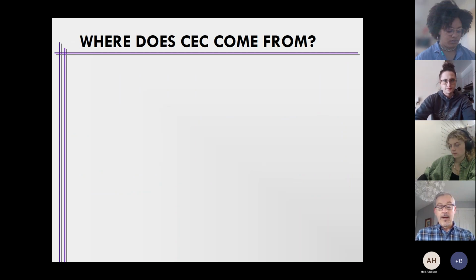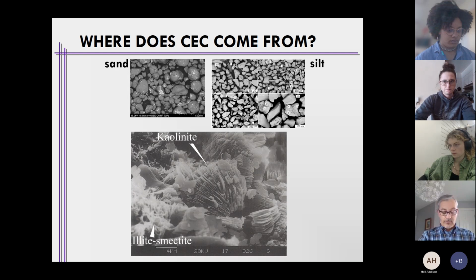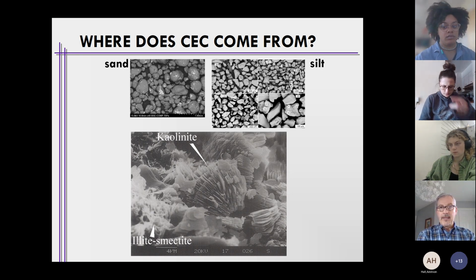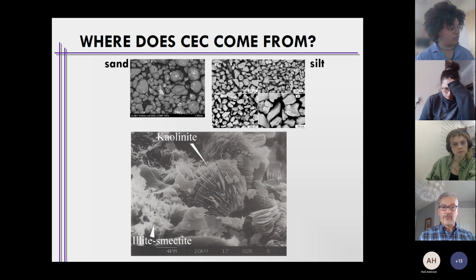I'm going to throw you a question here based on these three pictures. So here are three pictures of sand, silt, and actually two different types of clays, a kaolinite and an illite or an illite smectite. And if you look at these three fractions of soil, you've learned about that, right? You've learned about this fractionation of soils for soil texture. You separate the sands, you separate the silts, and you can separate the clays, and then you come up with soil texture. But if you look at these three fractions, where does cation exchange capacity come from?